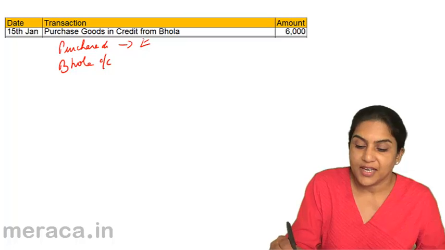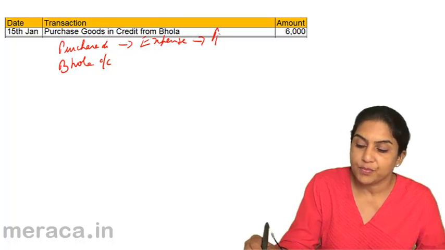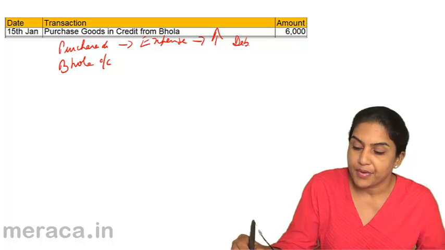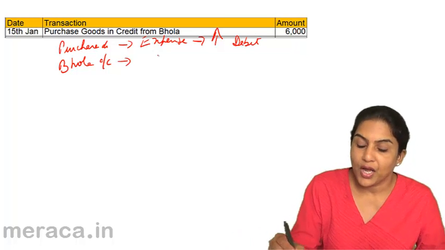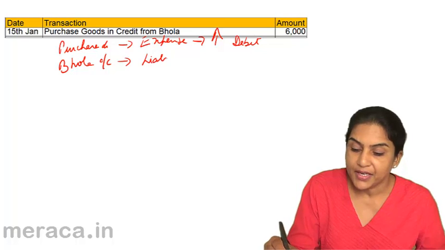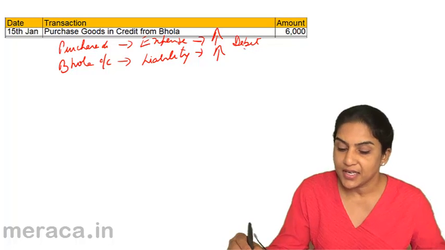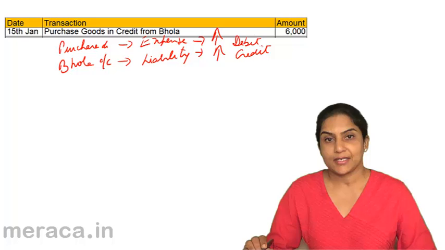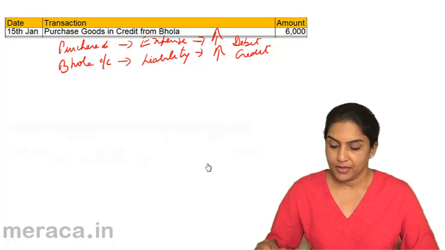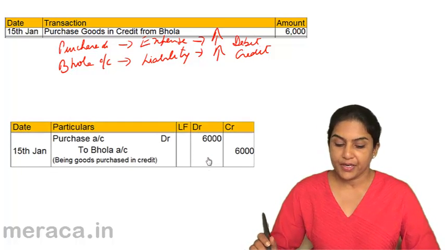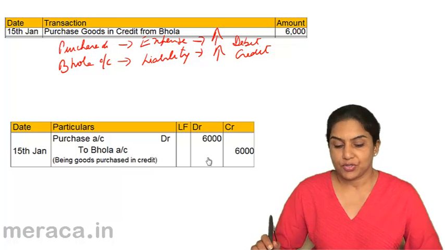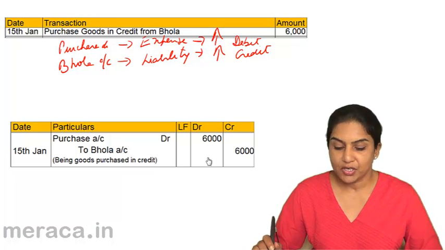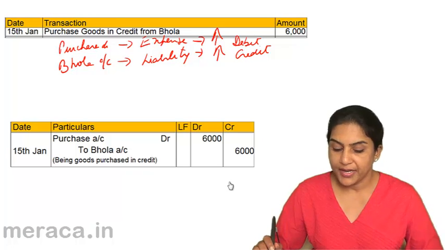Purchase is an expense account. Increase in expense, therefore debit. Bhola account is a liability account. We owe money. Increase in liability, therefore we credit. Purchase account debit to Bhola 6,000. Purchase account debited, debit column 6,000, Bhola credit 6,000.